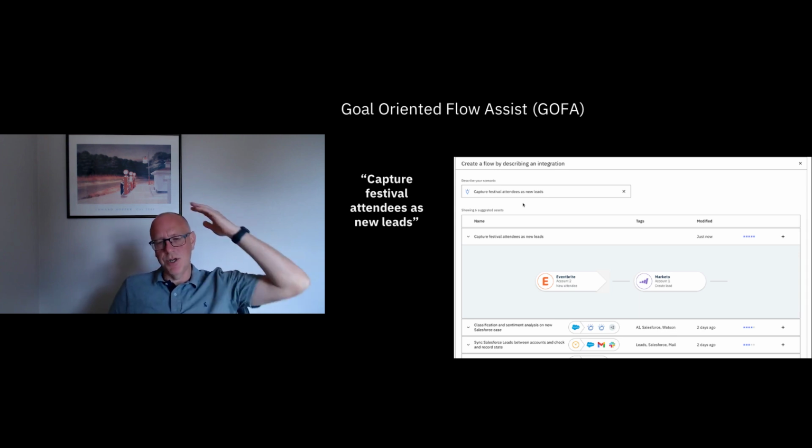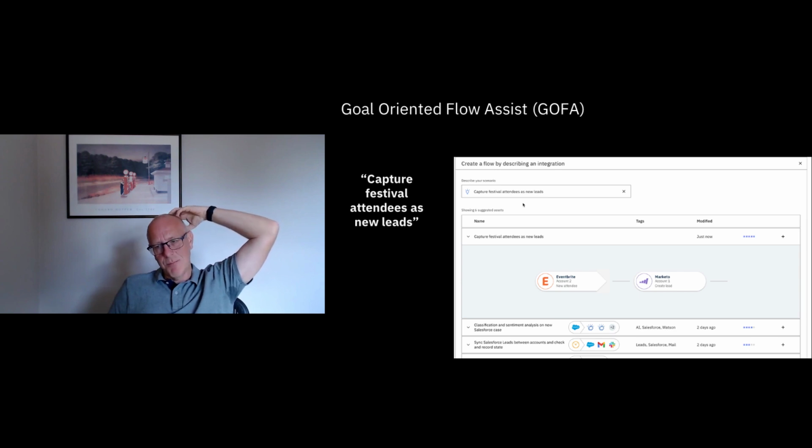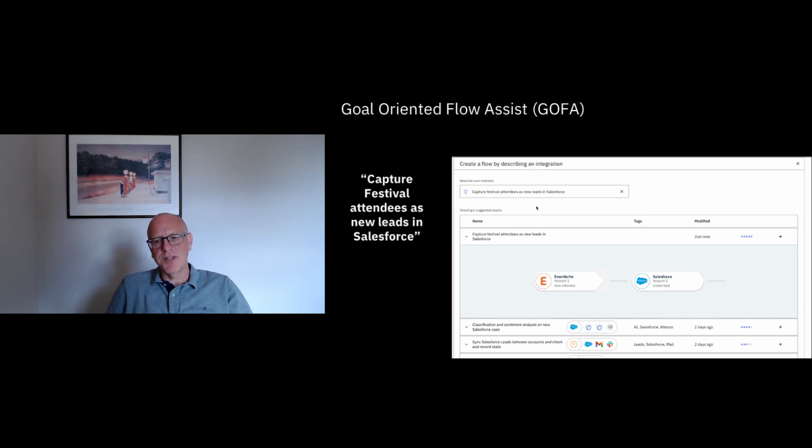So what I will do is generate it such that when a new attendee is registered in Eventbrite, it will create a lead in Marketo. But then you might say, well, actually, no, I don't want to do that. I want to capture the registered attendees in new leads in Salesforce, not in Marketo. Just by entering that as the text, the system will know that you actually need to use Salesforce here.